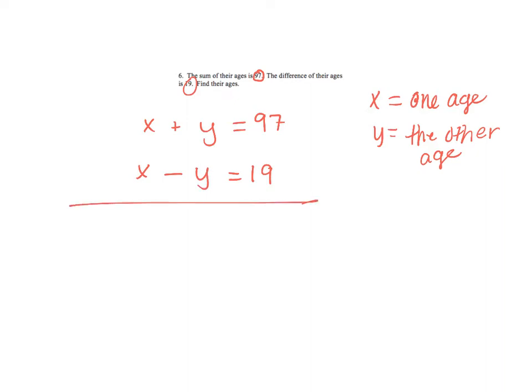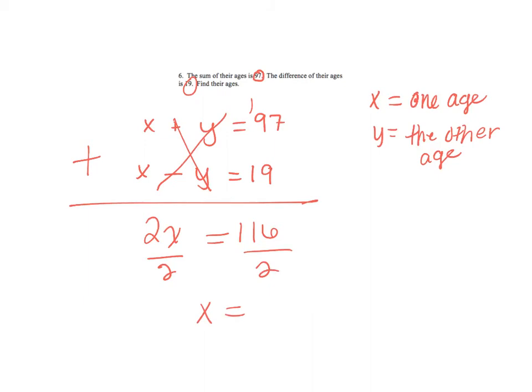Just going to use elimination and add them, and I'll have 2x, because then the y's cancel, is equal to 116, excuse me. Divide by 2, x will be equal to 58.